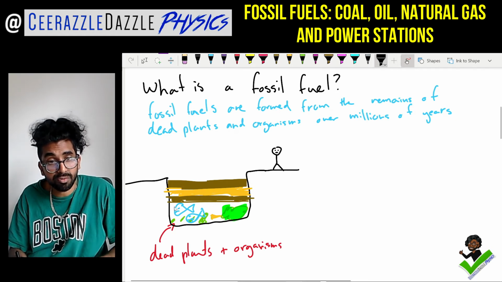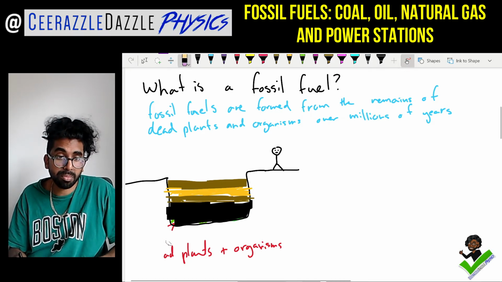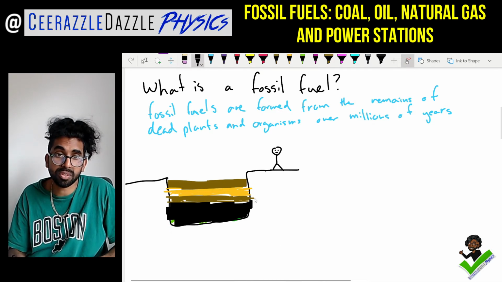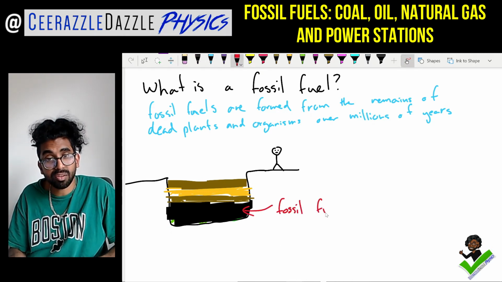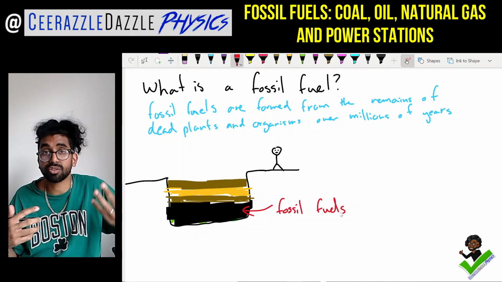So I'm just going to turn it into the fossil fuels right now. There we go, it has now become fossil fuels. Let's change that at the bottom. Now these have become fossil fuels, and it's formed over millions and millions of years. You need the heat and compression to form them.